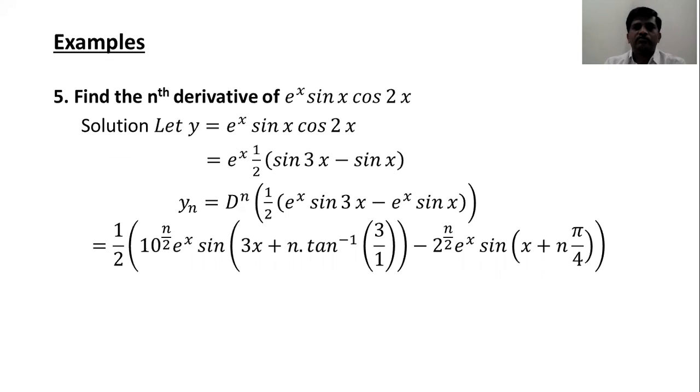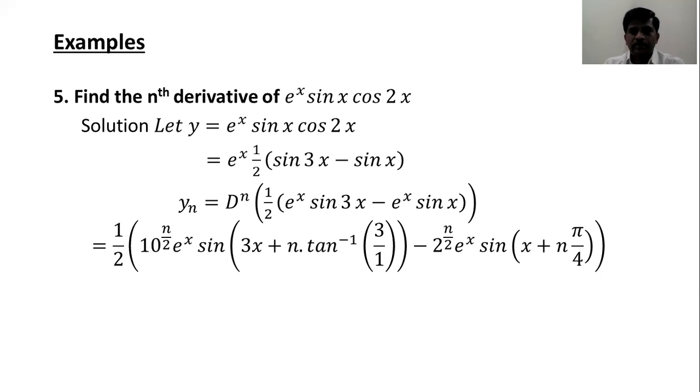One more example here. Find the nth derivative of e power x into sin x into cos 2x. Let y is equal to e power x into sin x into cos 2x. So we can't apply the nth derivative directly. So sin x and cos 2x should be made into separate terms by applying the sin a into cos b formula. 1 by 2 into (sin of a plus b, x plus 2x, is 3x, plus sin of a minus b, x minus 2x, is sin of minus x, and sin of minus theta is minus sin theta). So for that we write e power x into 1 by 2 into (sin 3x minus sin x).